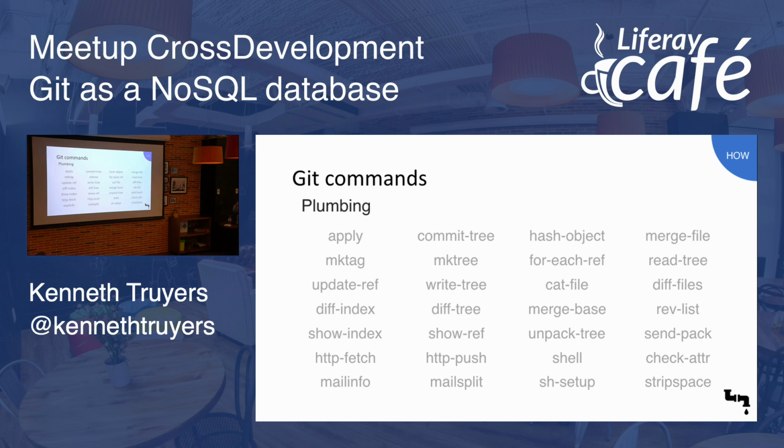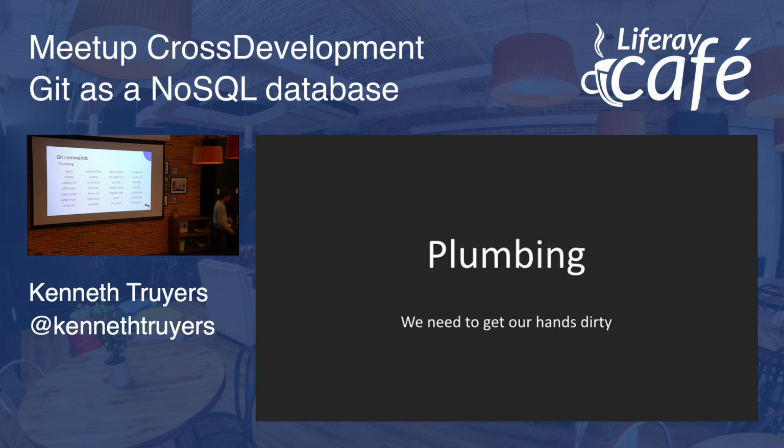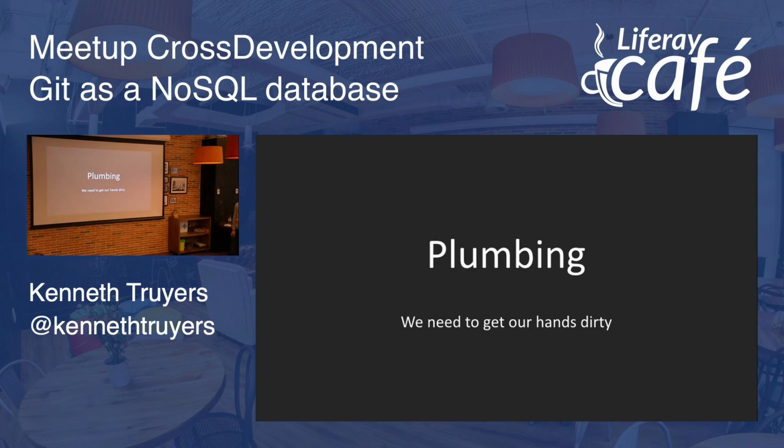All the porcelain commands use these commands underneath, and a lot of these, well, I looked them up, but I don't know any of those either. They do specific small little things, and then the other commands are composed of those. So if we want to use Git as a database, these are the commands we're going to have to use, because they deal with the individual items inside the Git databases.